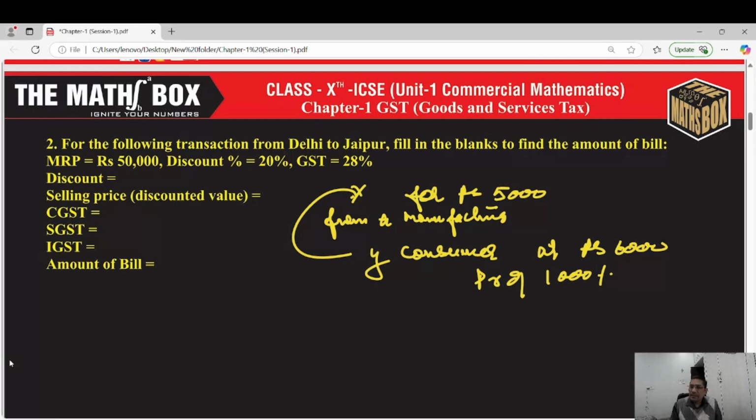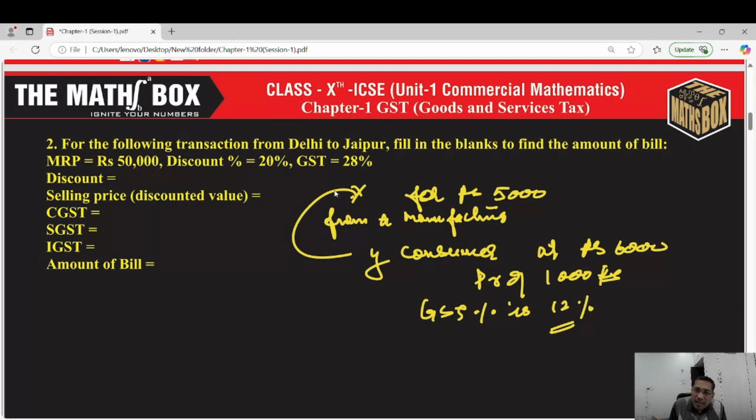The rate of GST is 12%. So what do you suggest? How much GST would X pay to the government? Now understand the point here. X ने वो आइटम 5,000 रुपीज का परचेज किया था और उसने वो Y को, कंज्यूमर को 6,000 का सेल ऑफ किया.